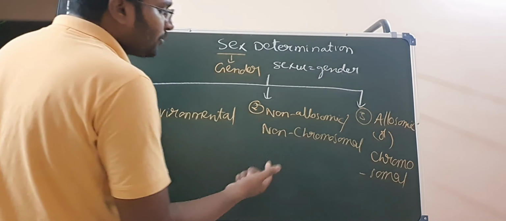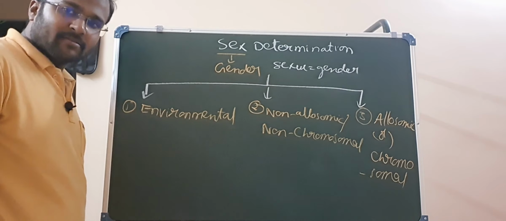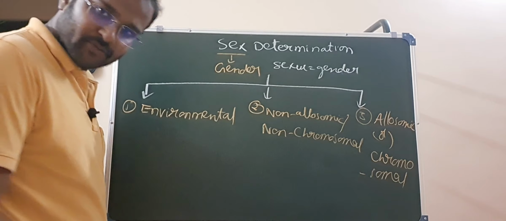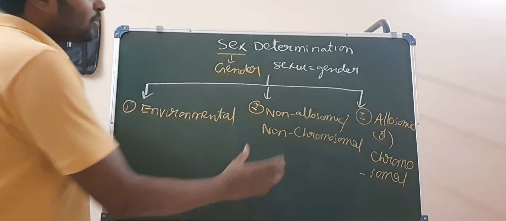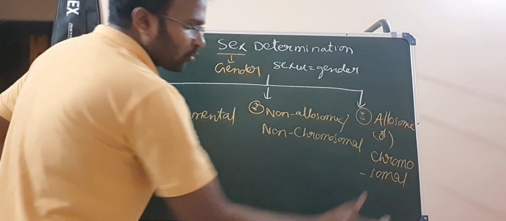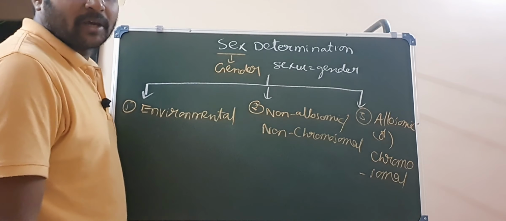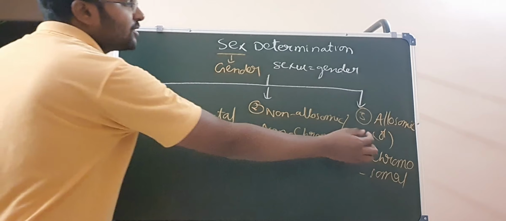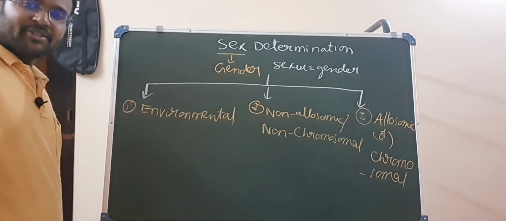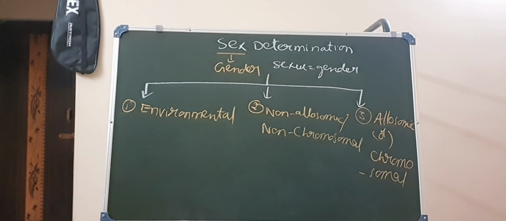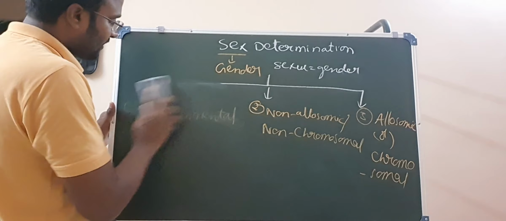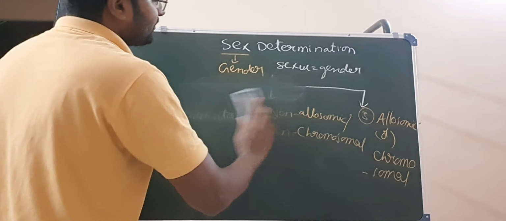Non-allosomic or non-chromosomal, in the sense, certain other factors will be there, genetic factors or non-genetic factors, whatever they may be. They are going to decide the gender of an individual. And allosomic or chromosomal, particularly sex chromosomes, are going to decide the gender of an individual. These are the three methods of gender determination. In detail, let us see the first type.